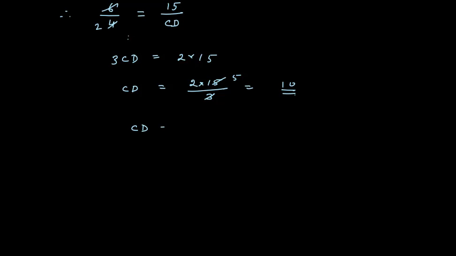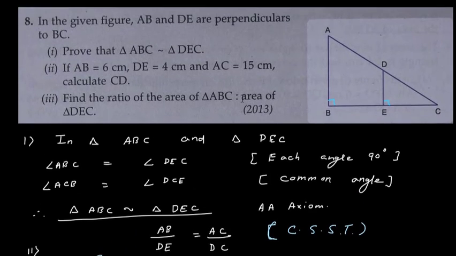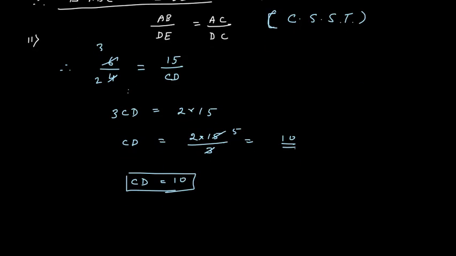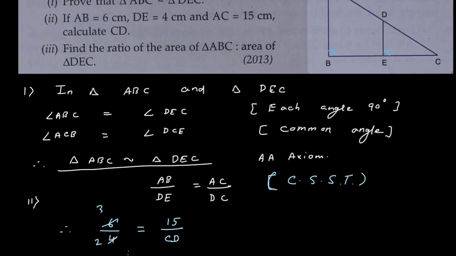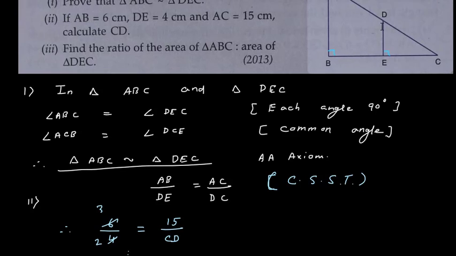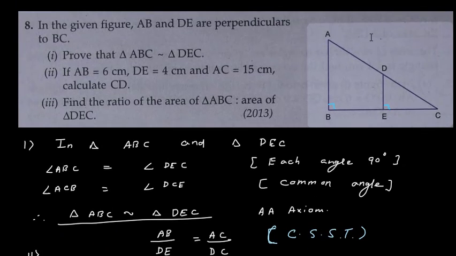CD is 10. So the first problem, we had to find the value of CD. The value of CD is 10. Right? Simple. This is your 8th problem. Okay, one more part is there. Find the ratio of area of triangle ABC to the area of triangle DEC.